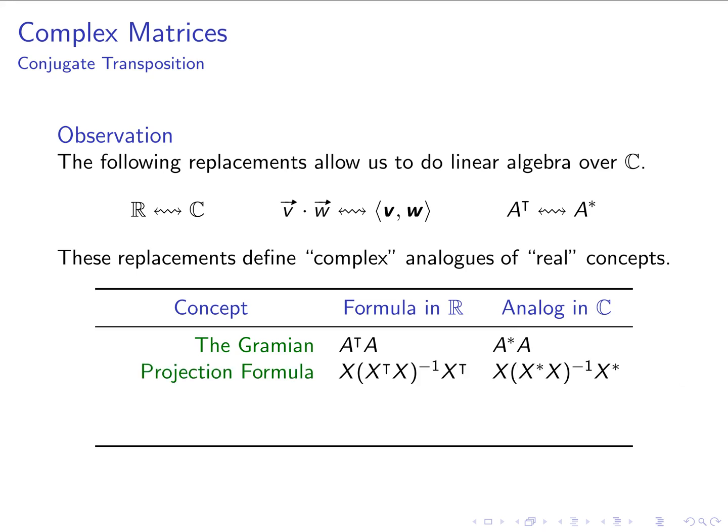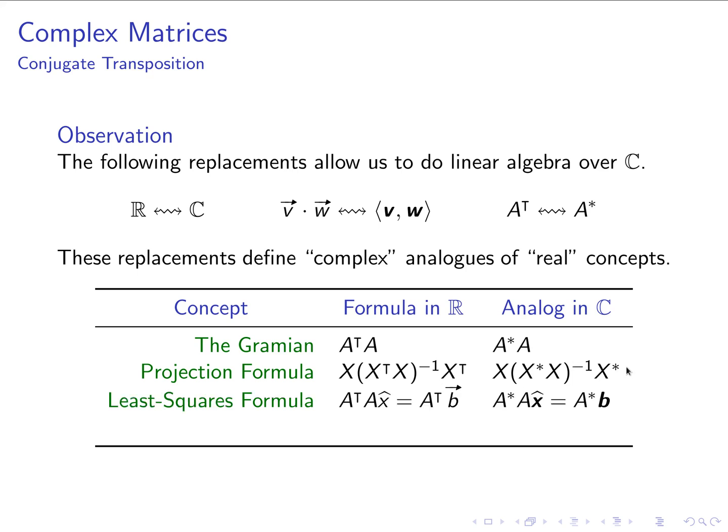There's also the projection formula. In the world of real matrices, we take a matrix X, multiply by the inverse of its Gramian, and then multiply by X transpose. In the world of complex matrices, the formula is almost identical, except now we take X, multiply by the inverse of its Gramian, where the Gramian is obtained by taking the conjugate transpose and multiplying by the matrix, and then we multiply by the conjugate transpose of the matrix. So again, we're just replacing the transpose with the conjugate transpose here.